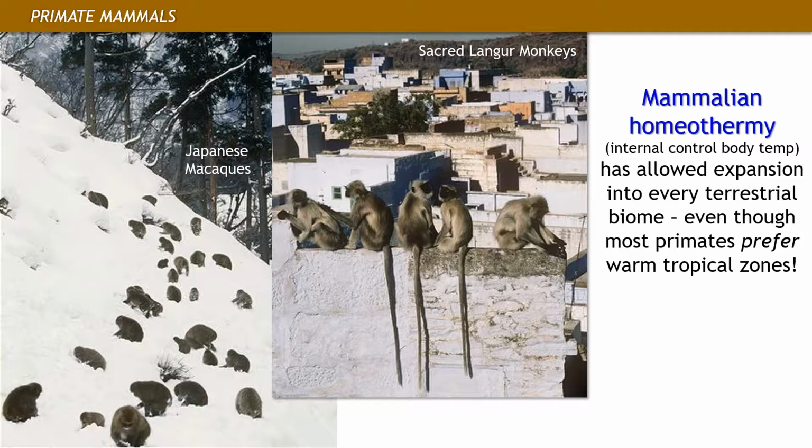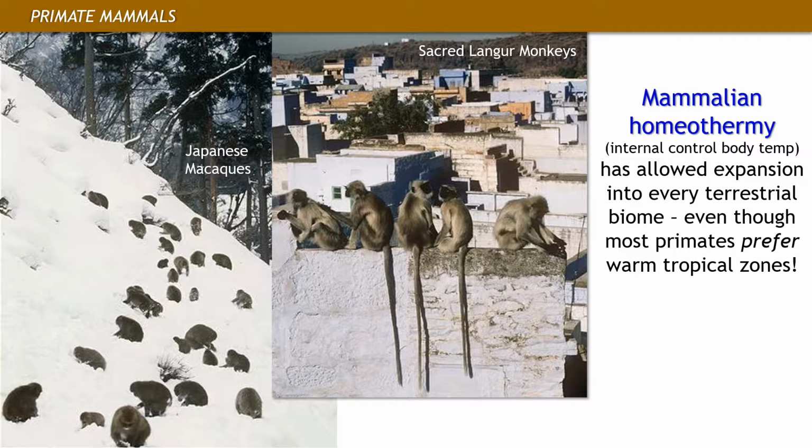Mammalian homeothermy involves internal control of the body temperature. Before I go on with how this impacts primates, let me remind you that non-mammals such as reptiles don't have homeothermy. Instead, they control heat by using the environment. So on a cold day, they'll get out into the sun to warm up, and on a hot day, they'll get under the rocks and into the shade to cool down. Mammals are freed from those constraints.